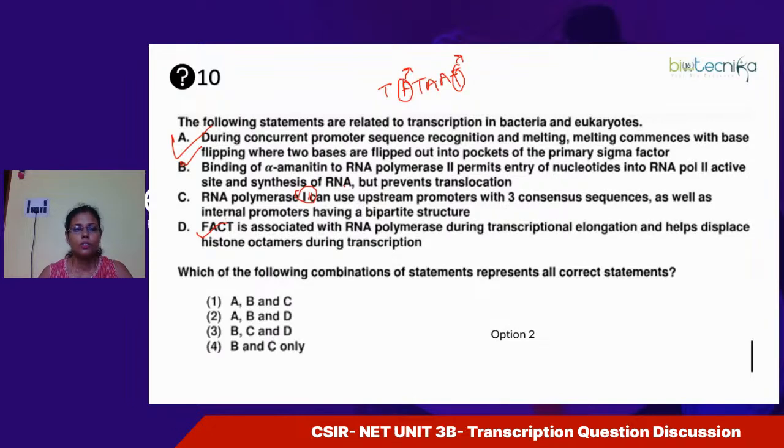So again, this is a part C question. You have to go into the details.